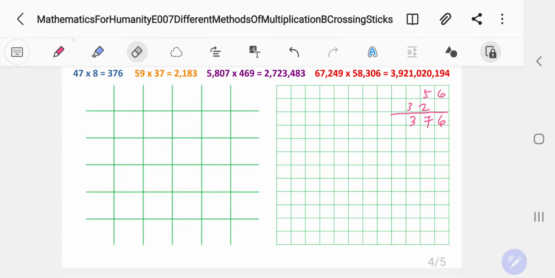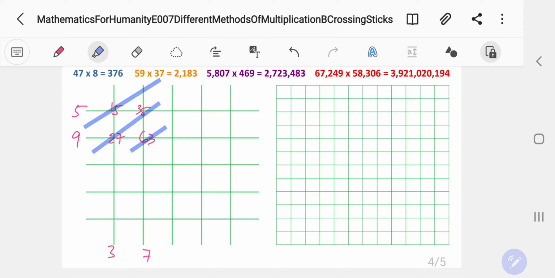Let's do 59 times 37. Okay. So you write 5 here and 9 here, and then 3 and 7 here. So let's do this. 5 times 3 would be 15, and then 9 times 3 would be 27, and then 5 times 7 would be 35, and then 9 times 7 would be 63. And then we draw the diagonals, this one, and this one.